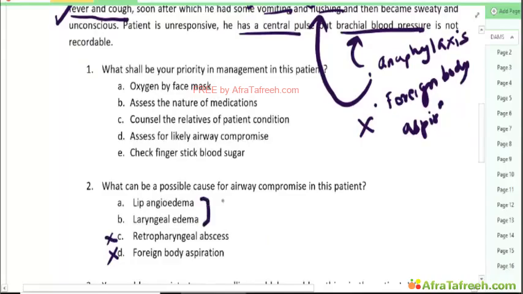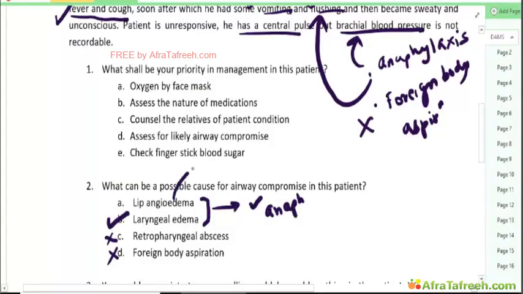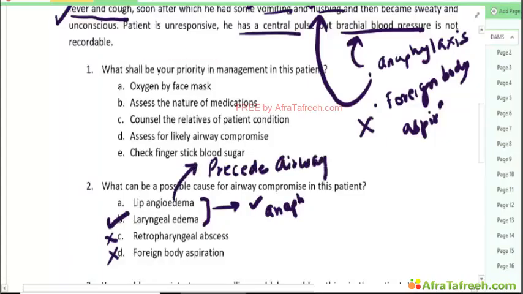Lip and laryngeal edema can be seen in patients with anaphylaxis, and this is life-threatening. Lip angioedema may precede airway compromise, but itself is not the potential cause for the patient's airway compromise. Hence the answer would be laryngeal edema.